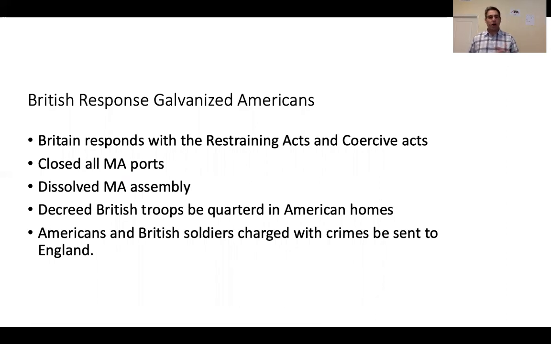They closed all Massachusetts ports to trade, right? Strangling off the lifeline of Massachusetts. They dissolved the Massachusetts Assembly, ending self-determination, home rule within the colony. They decreed that British troops be quartered, reside, live in American homes, and that American and British soldiers, both when charged with crime, be sent to England.